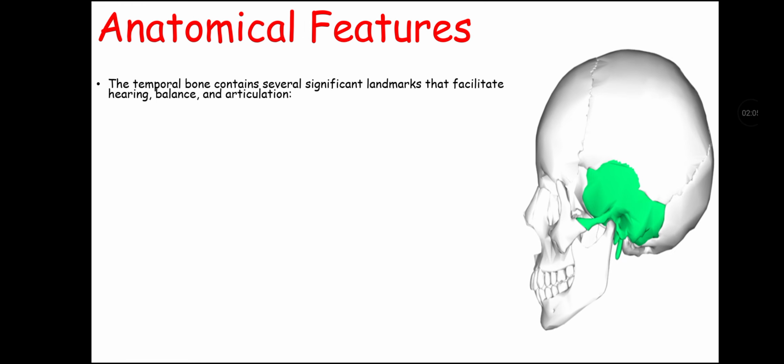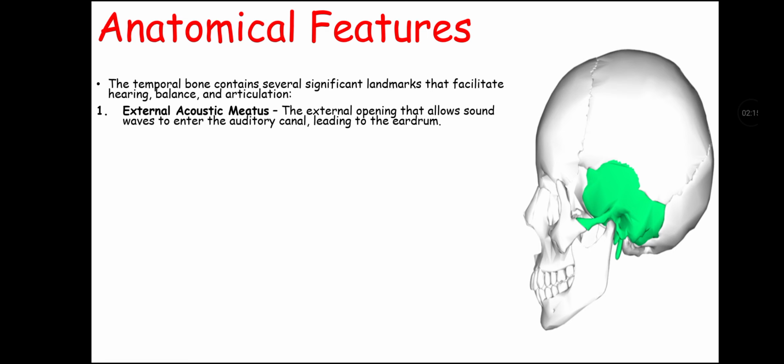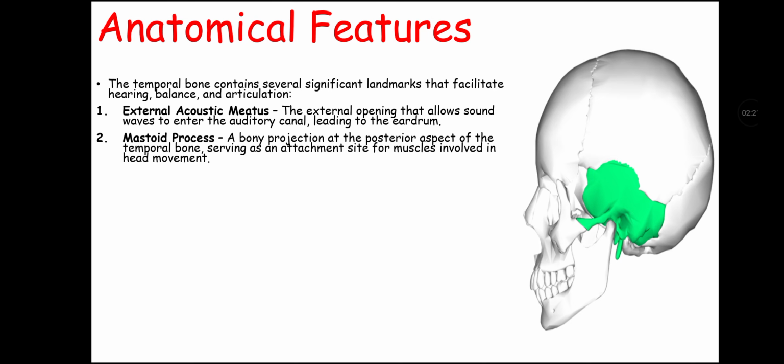And further talking about anatomical features, temporal bone contains several significant landmarks that facilitate hearing, balance, and articulation. Its anatomical features include external acoustic meatus, that is external opening that allows sound waves to enter the auditory canal leading to the eardrum. The second anatomical feature is mastoid process, that is bony projection at the posterior aspect of temporal bone serving as an attachment site for muscle involved in the head movements.